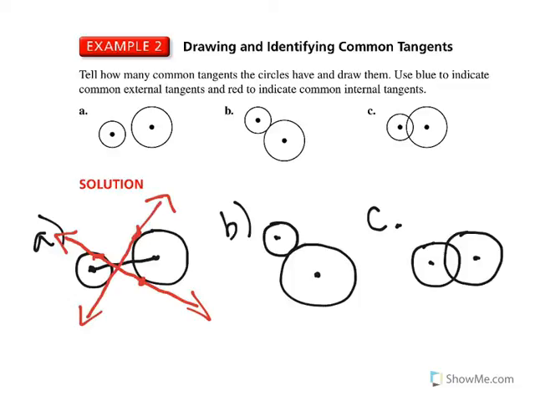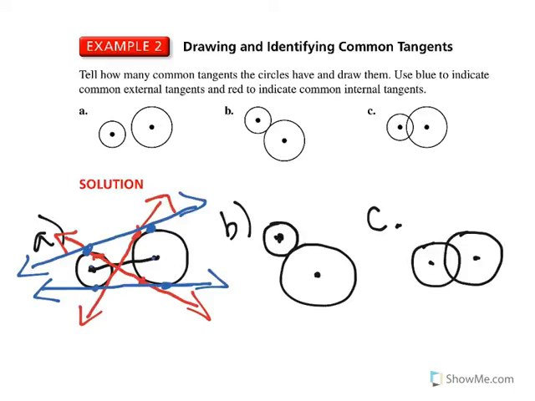Now, the blue is going to be for ones that are on the same side of my circles, and they're just going to touch on the same side. They are not going to touch the inside of my circles, and they're not going to cross the line that's connecting my centers. So that's how you do A.